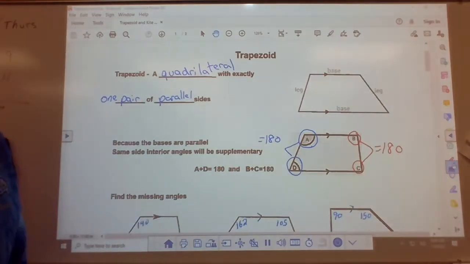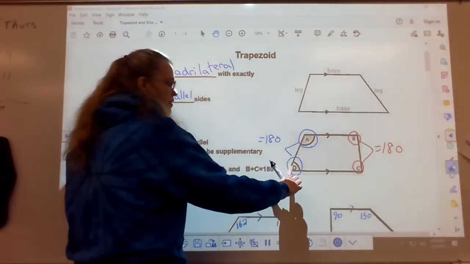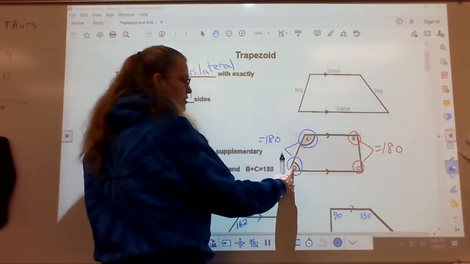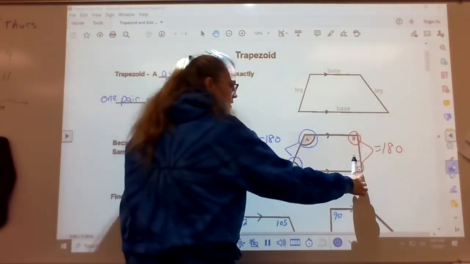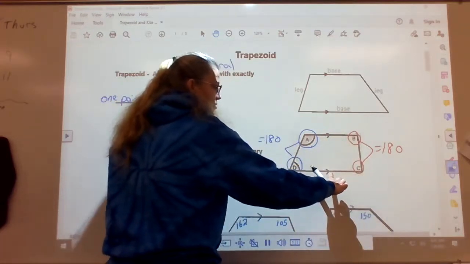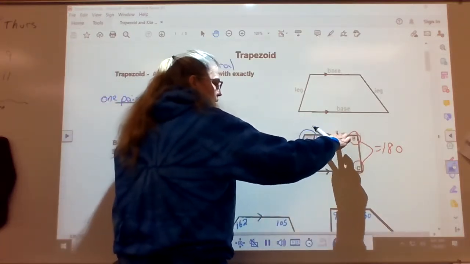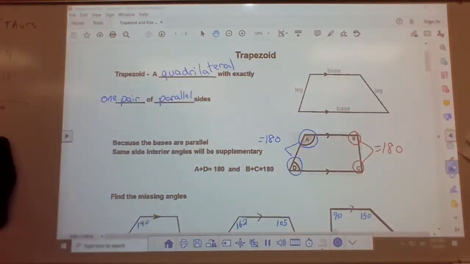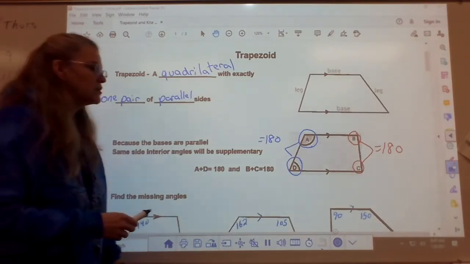Now, what you have to be careful of is on a parallelogram, these were also adding up to 180, but that's not true this time because this line and this line isn't parallel. This one and this one is the parallel. So these are 180, these are 180. So those are the angles that add up to 180. And because those add up to 180, we can find out some missing numbers.